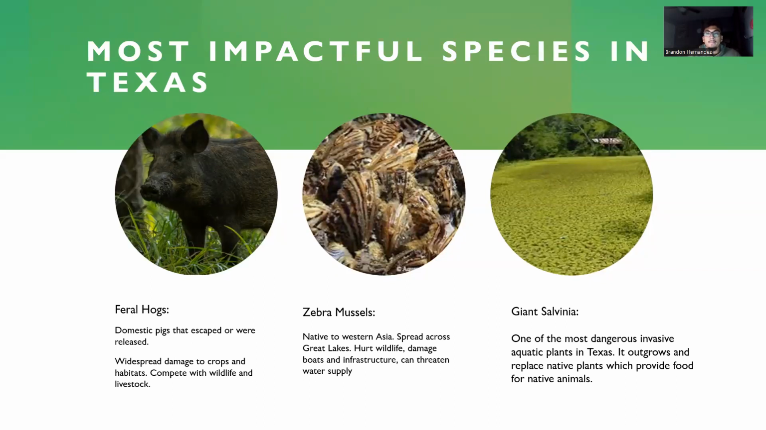Then we have giant salvinia. Giant salvinia is one of the most dangerous invasive species of aquatic plants currently here in Texas.